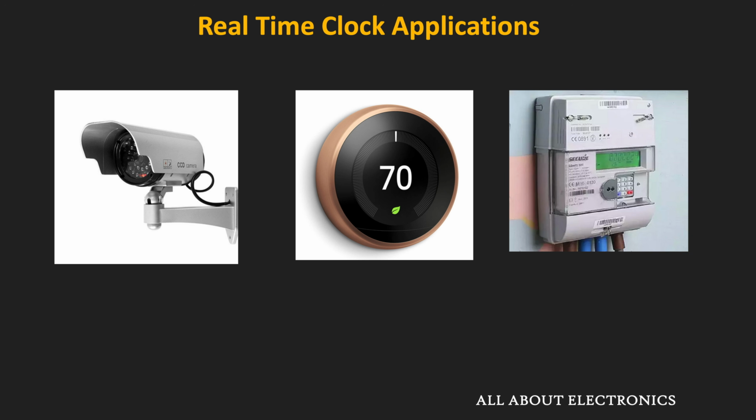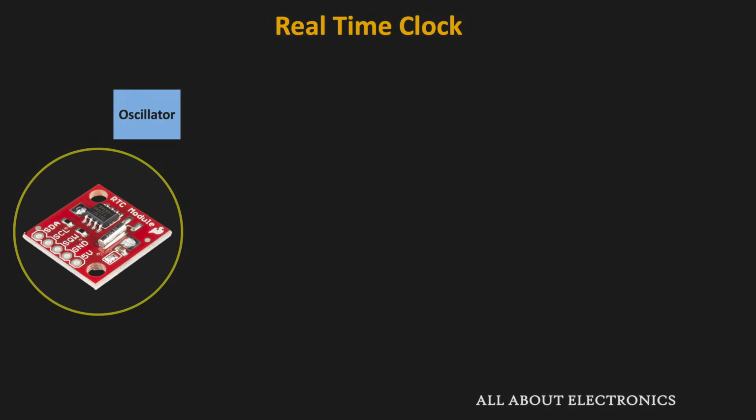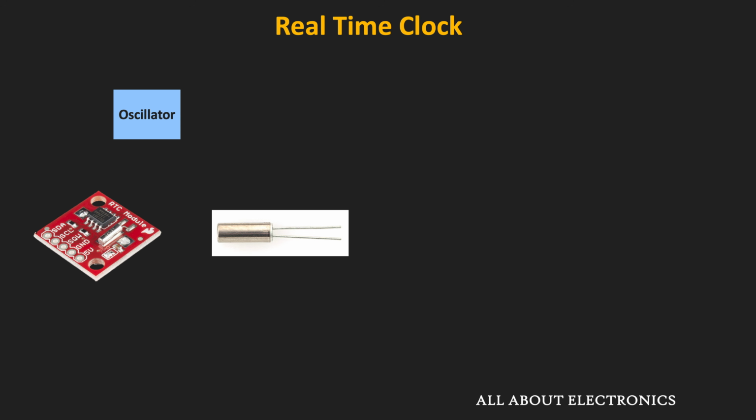Now, let us see the internal structure of the RTC and understand how this RTC works. For timekeeping, this RTC needs a stable clock source, or basically it requires an oscillator. Typically a quartz crystal is used to generate the stable clock source, and mainly a quartz crystal with an oscillation frequency of 32.768 kHz is used.